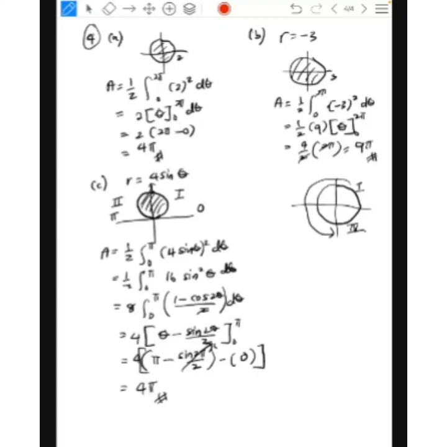Okay, so not all circles are from 0 to 2 pi. Not all circles are from 0 to 2 pi, because you have to look at which quadrant it occupies. So for example, if this circle, it is actually from negative pi over 2 until pi over 2, from the bottom up to the top.